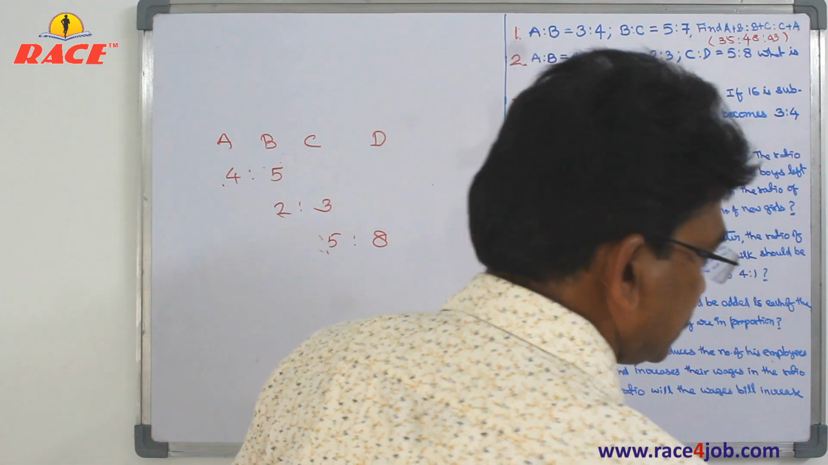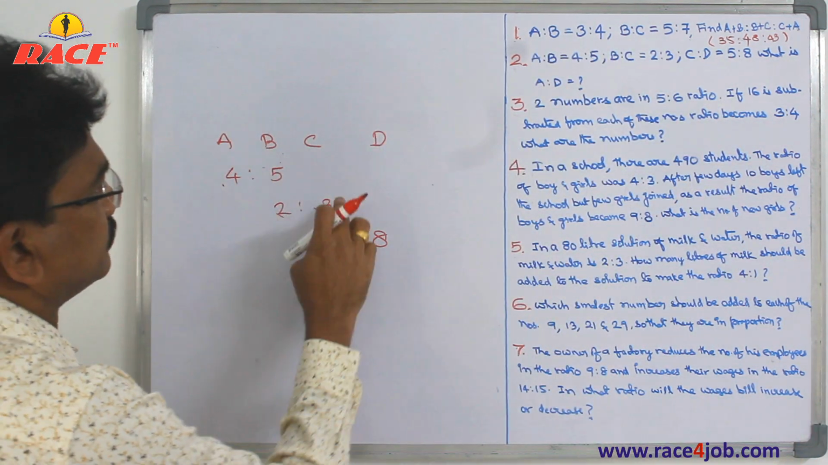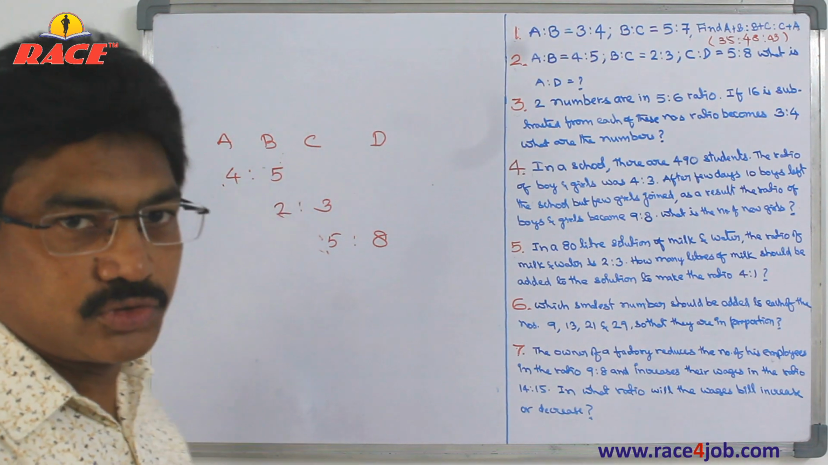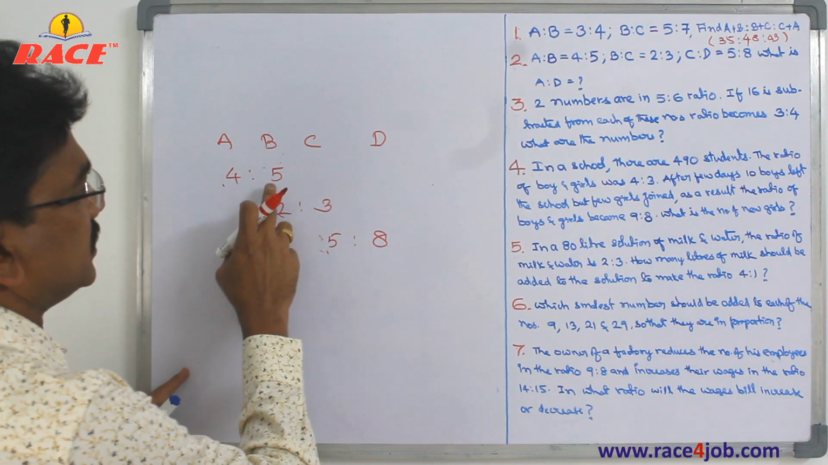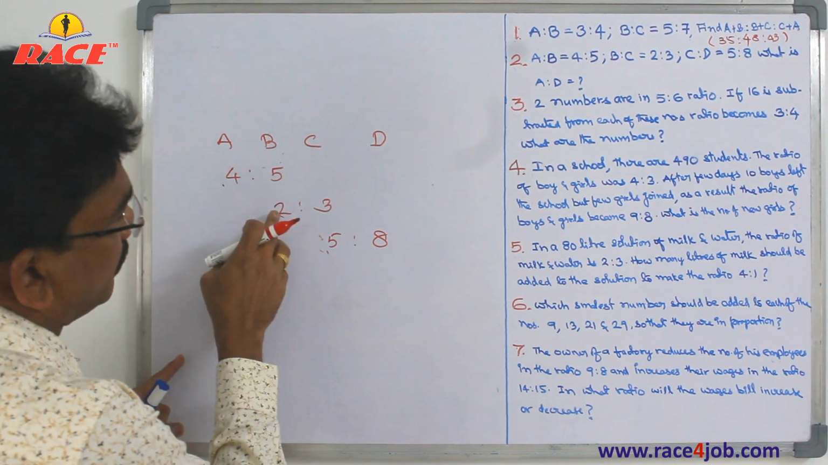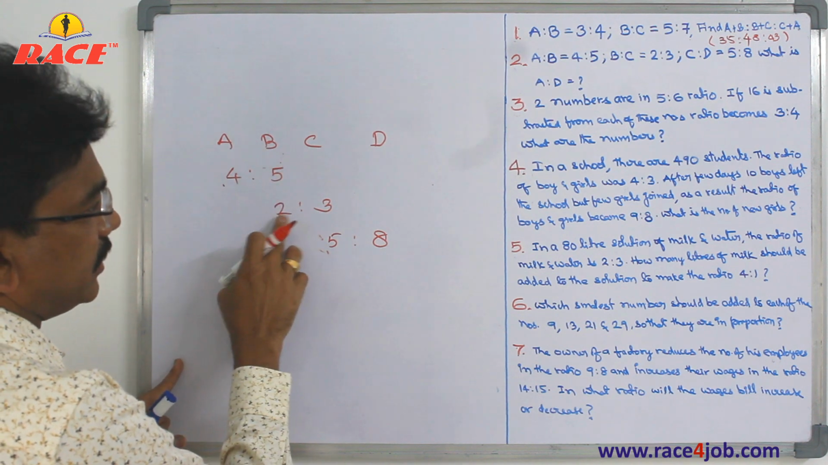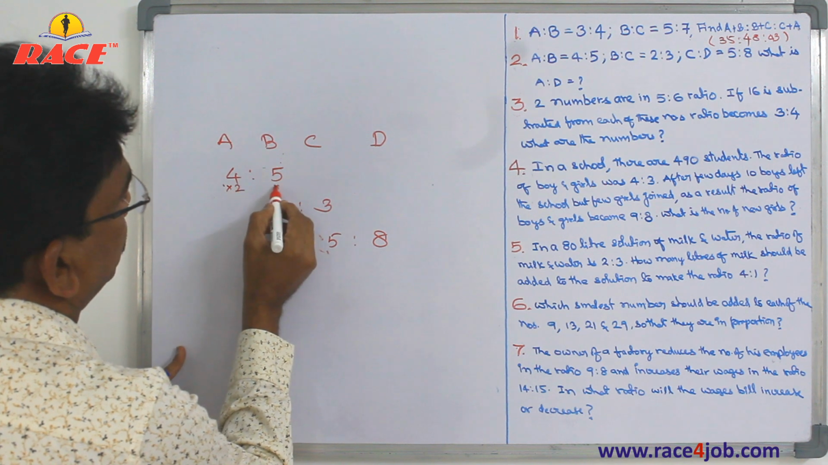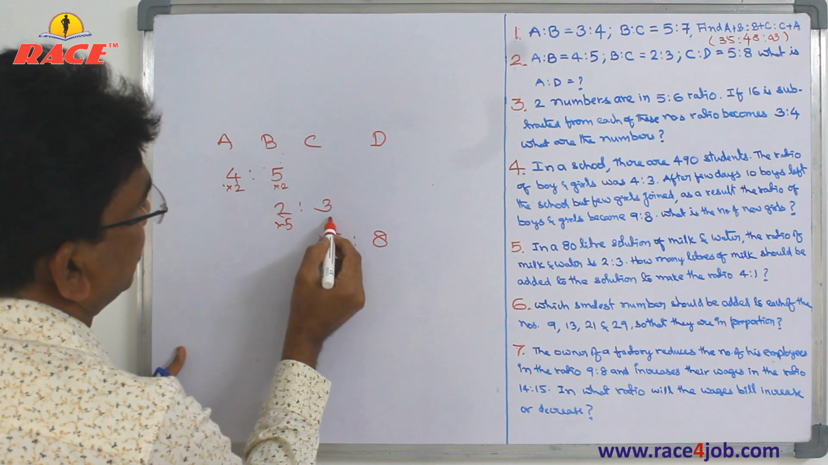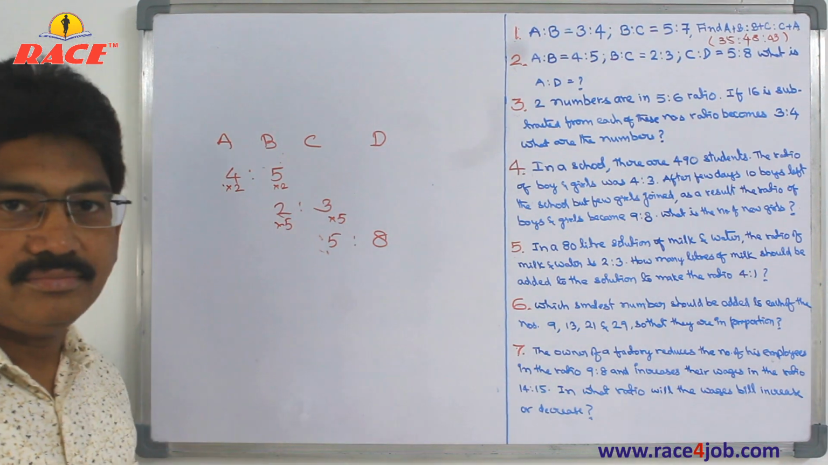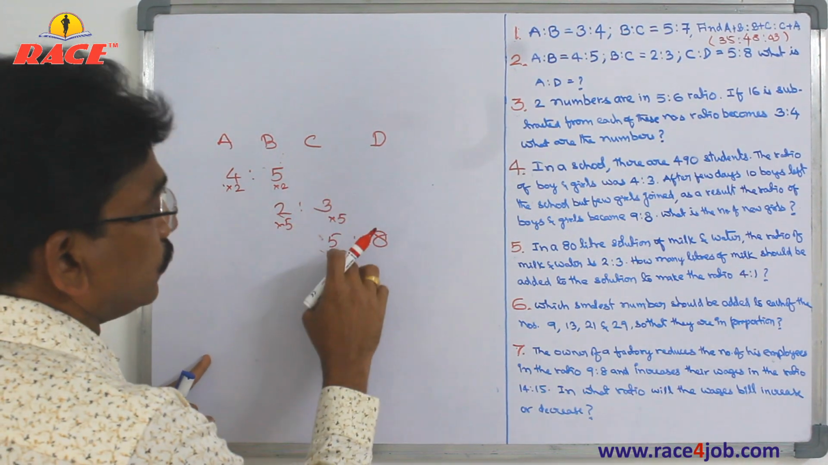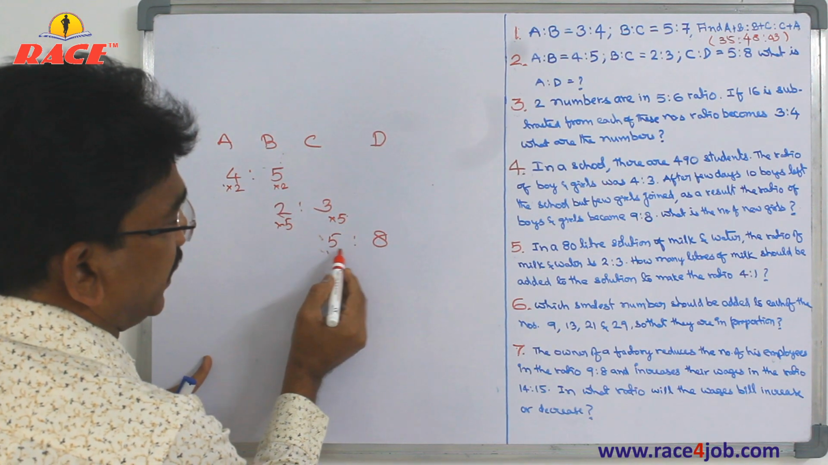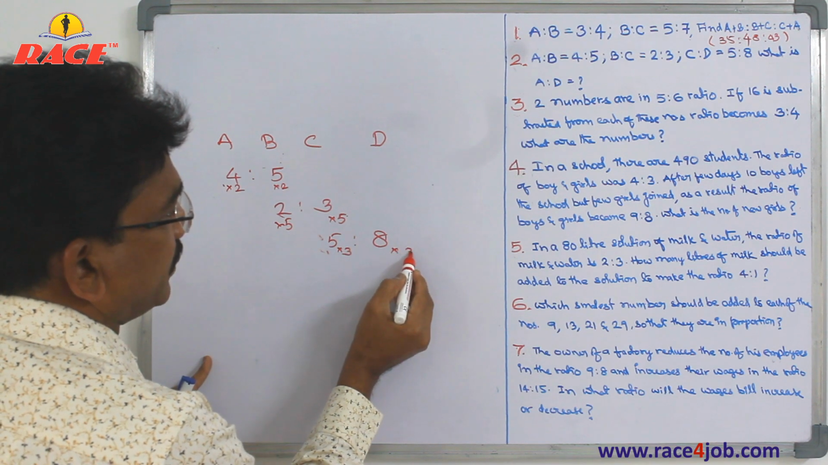Okay. Other method is, see, B is common here, C is common here. Let us make these B terms have the same values. These two should have the same value, but this is 5, this is 2. So I multiply these two terms by 2, and here I multiply by 5. Then these two values of C should be the same, but this is 15, this is 5. So multiply by 3, here also multiply by 3.